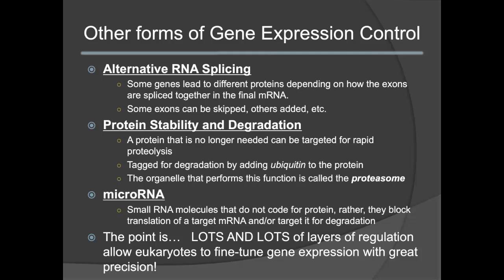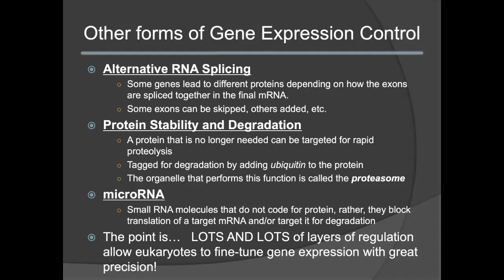Another way in which eukaryotic cells can control gene expression is by looking at the level of the protein itself. Proteins can be stabilized or degraded, and this will help it control gene expression. If a protein is no longer needed in the cell, it can be targeted for degradation. This is usually done by adding a ubiquitin protein. Once the ubiquitin is tagged to the protein, this complex can then be targeted for digestion in the cell. One of the organelles that helps to perform this function is the proteasome.